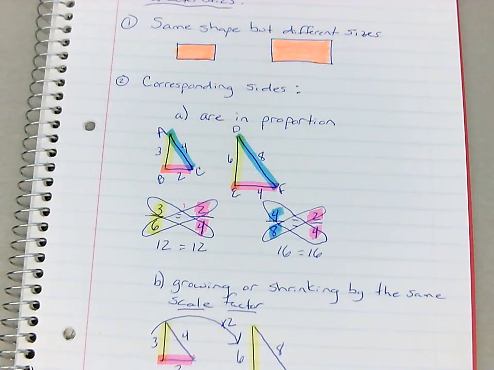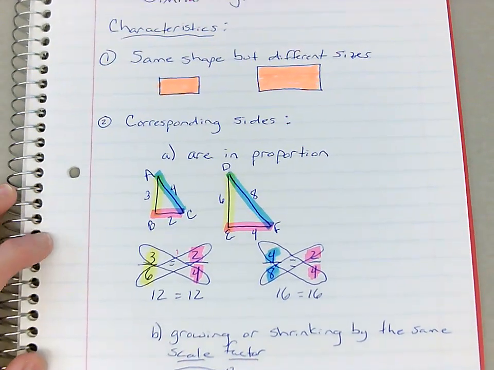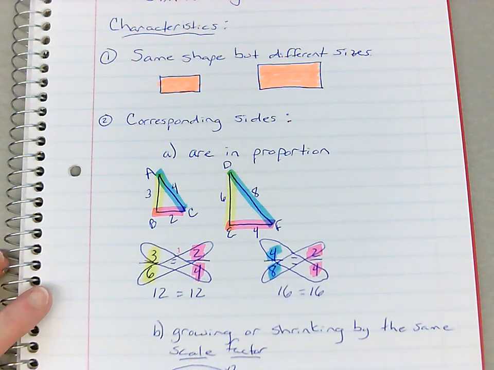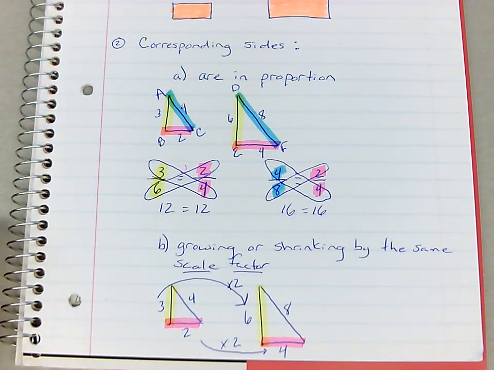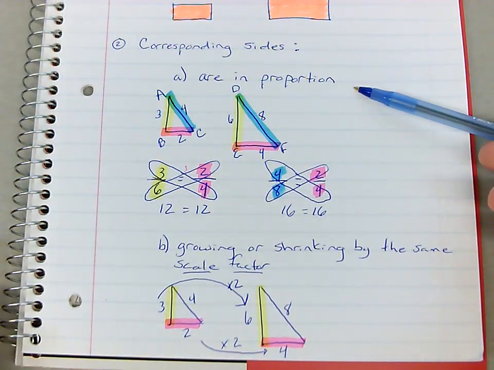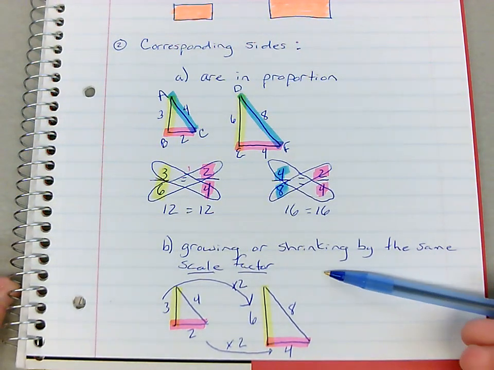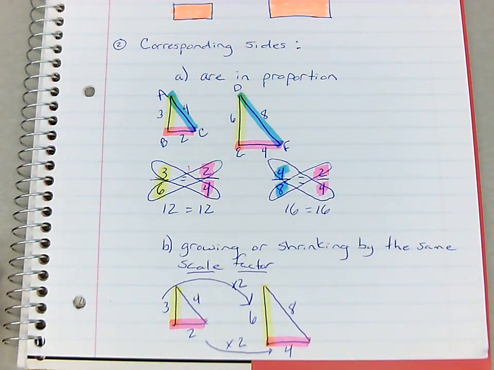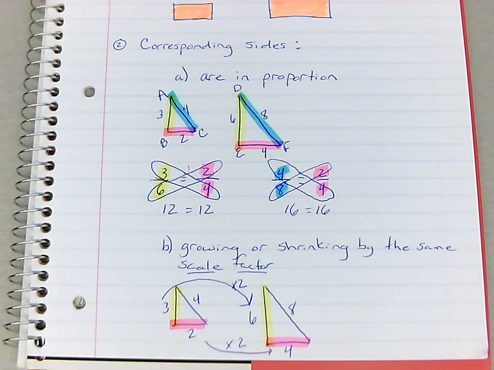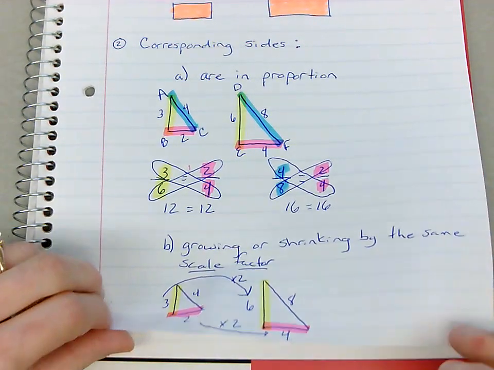All right, so far, let's just see what we've talked about. Characteristics of similar shapes. Same shape, but different sizes. Second, corresponding sides. So for them to be similar, you can see if they're in proportion like we did here. And you can also see if they grow or shrink by the same scale factor. There's one more thing with similar figures, and this is going to be number 3. And again, you can pause the video if you need to and finish copying down. And so I'm going to turn and do number 3.